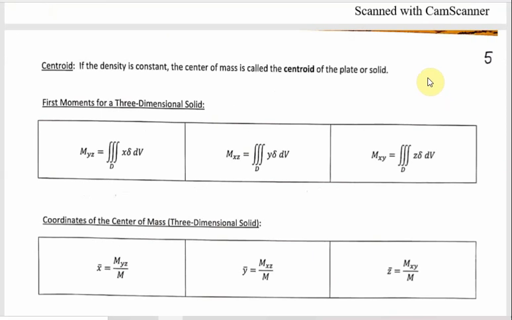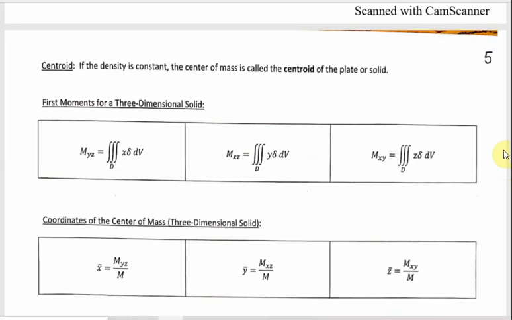And this didn't apply to that last example, which is why it's coming up now instead of before that last example. But if you do have a constant density, then the center of mass is referred to as being the centroid of the plate or the three-dimensional solid. So for the three-dimensional solid example that's below, I set it up with a centroid, just so that way we could have one. But for a three-dimensional solid, you have an extra integral that you have to do.